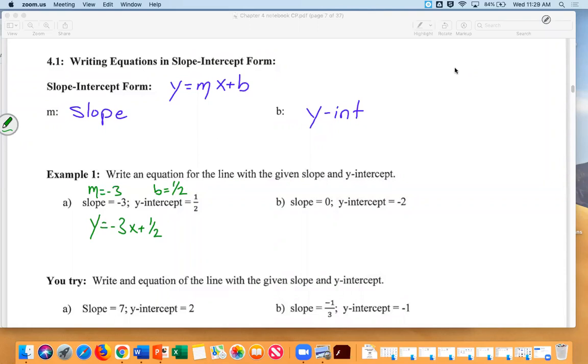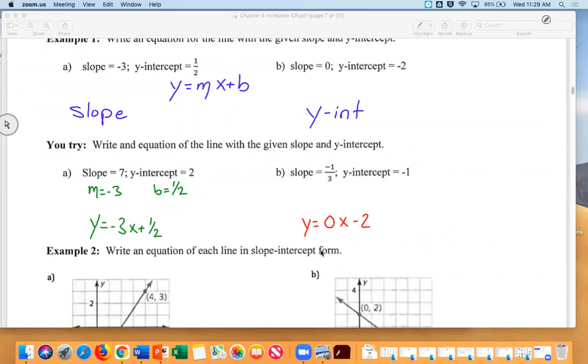So we're just replacing m and b in our equation. Everybody see that? Now, in b, we're just going to write y equals 0x minus 2. Notice I just replaced m and b with 0 and -2. Do you guys see that? Pretty simple, right? And straightforward. I want you guys to try the next two.